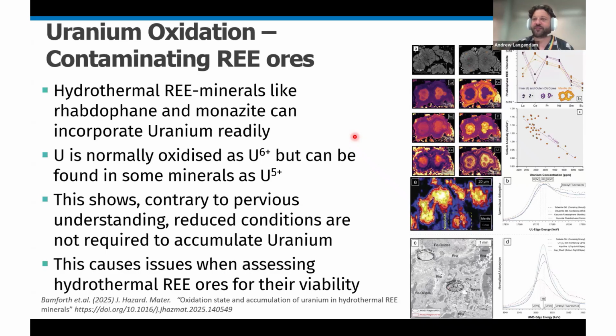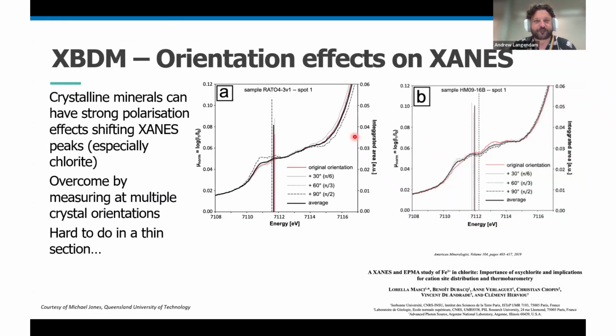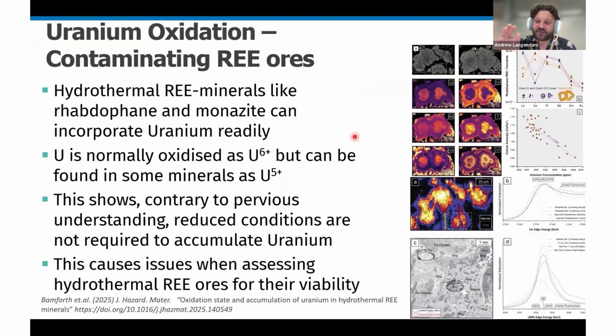We're able to mine this nice and easily. You need to actually take this into account because uranium contaminating rare earth elements is a bad thing. There's a lot of legislation around uranium, obviously, because it is a radioactive element. But there are some slight problems with collecting XANES, and those problems come from crystallography.